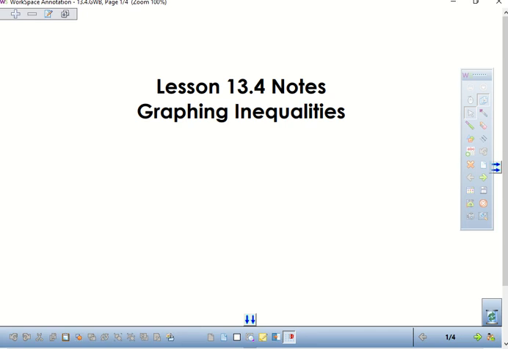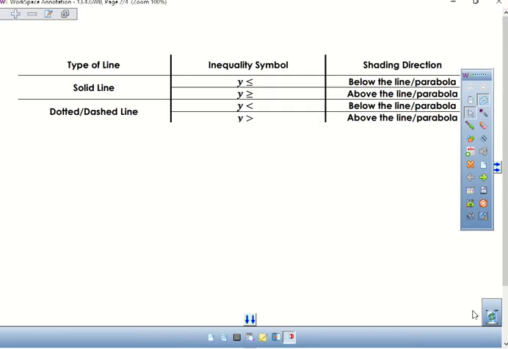Alright, so today we're going to be doing 13.4, which is graphing inequalities. Here's some important information you need to know about graphing inequalities. You're either going to use a solid line or a dashed line. You use a solid line anytime you have less than or equal to or greater than or equal to. Essentially, anytime there's a line underneath the inequality, that indicates the equals as well.